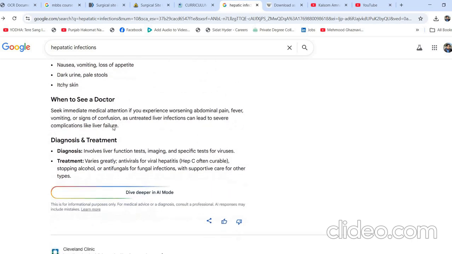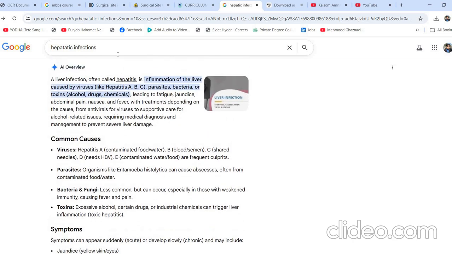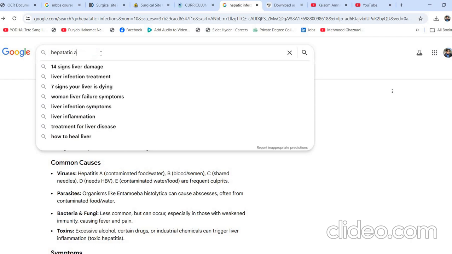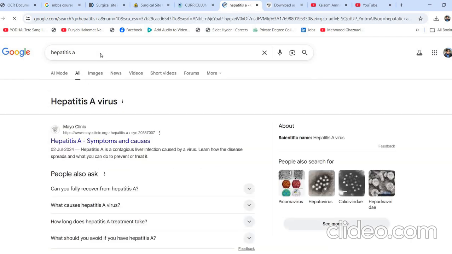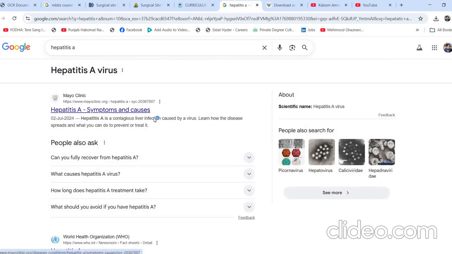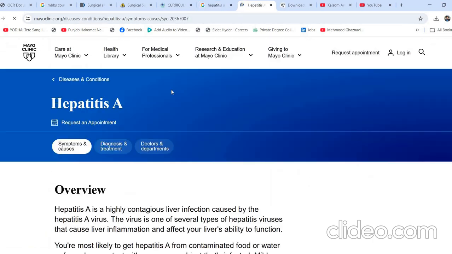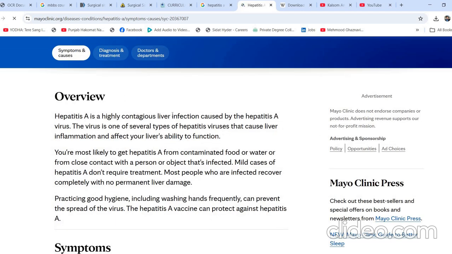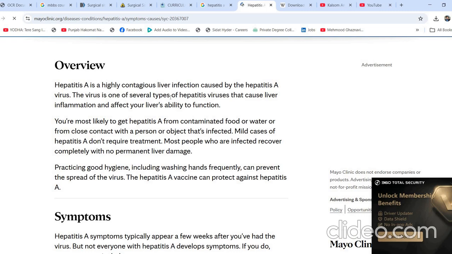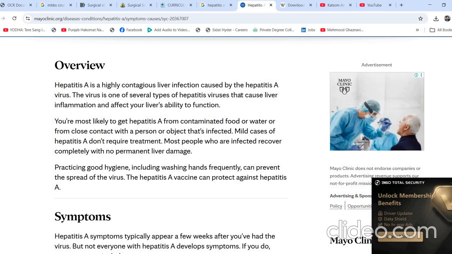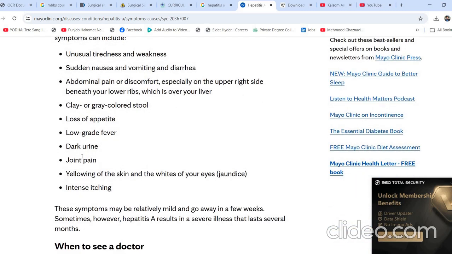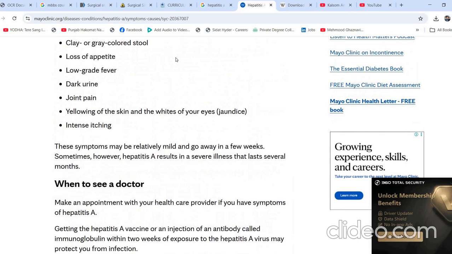So let's study what hepatitis A really is. Hepatitis A is a highly contagious liver infection caused by a virus. It is a severe type of hepatitis virus that can cause liver inflammation and can affect your liver's ability to function. It spreads through contaminated food or close contact with an infected person, and mild cases of hepatitis A don't require treatment. Symptoms include the following, and when to see a doctor.